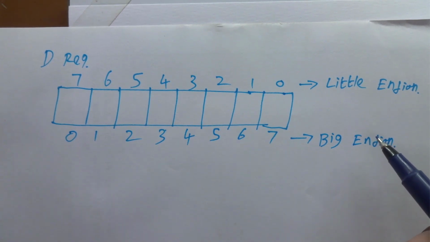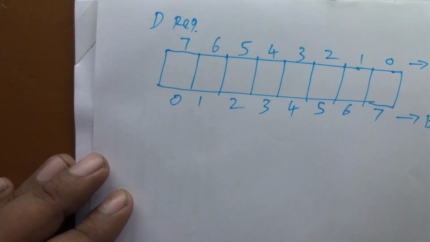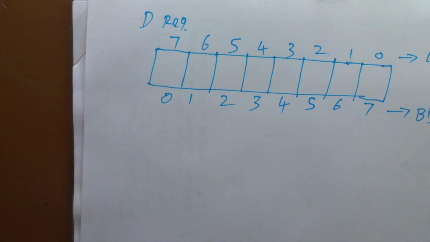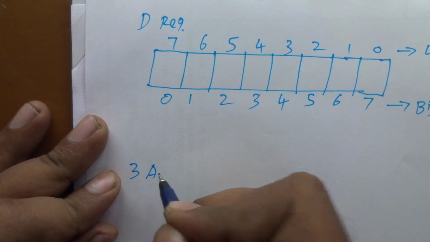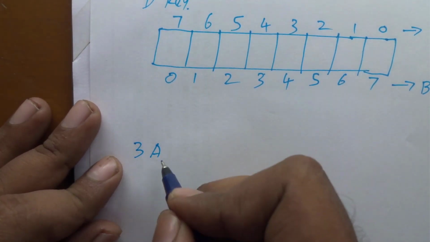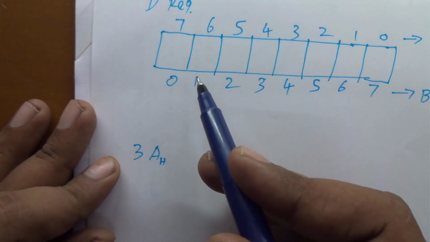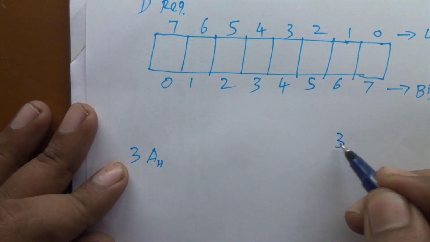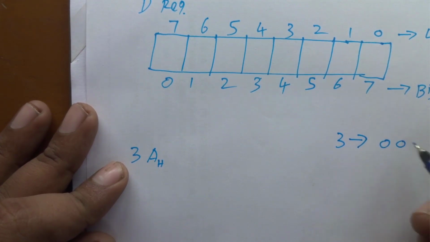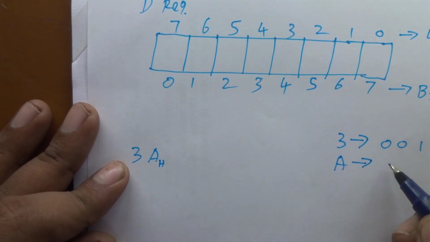The next thing you should understand is conversion from hexadecimal to binary. For example, if I am giving a value called 3A, this is a hexadecimal value. How is this 3A stored in your 8-bit register? So 3 is converted to binary as 0011. In the same way, A is converted as 1010.